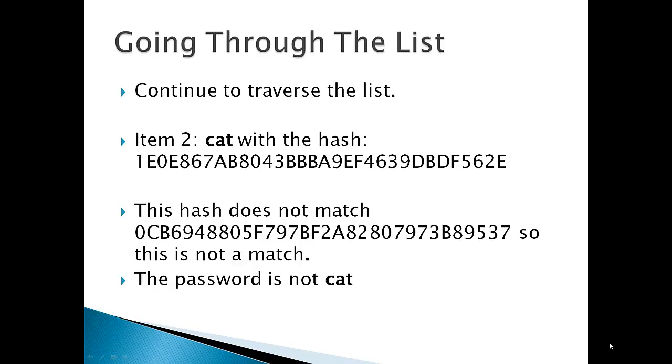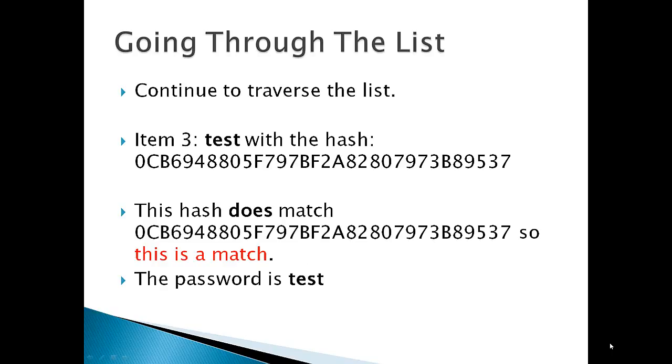Item 2 is cat. And we hash the word cat and we get 1E0E867, etc. We try to match that to 0CB69488, etc. And we see that it is not a match. So that means that the password is not cat. We continue to traverse the list.